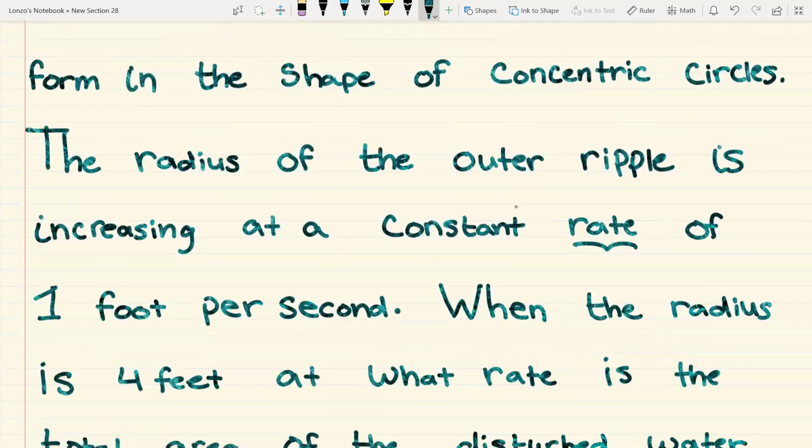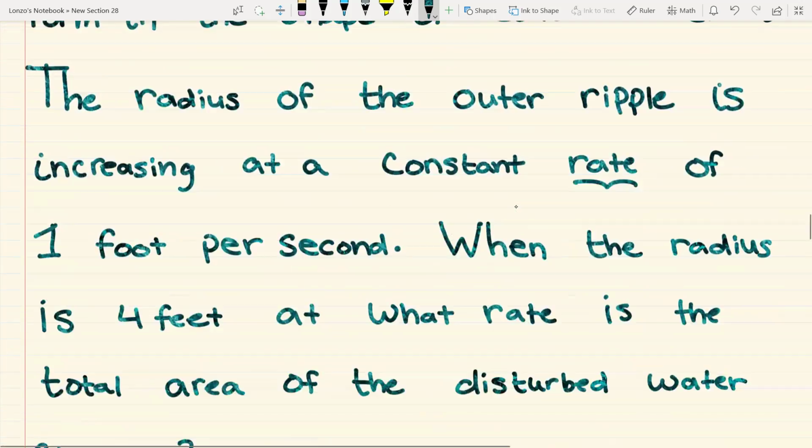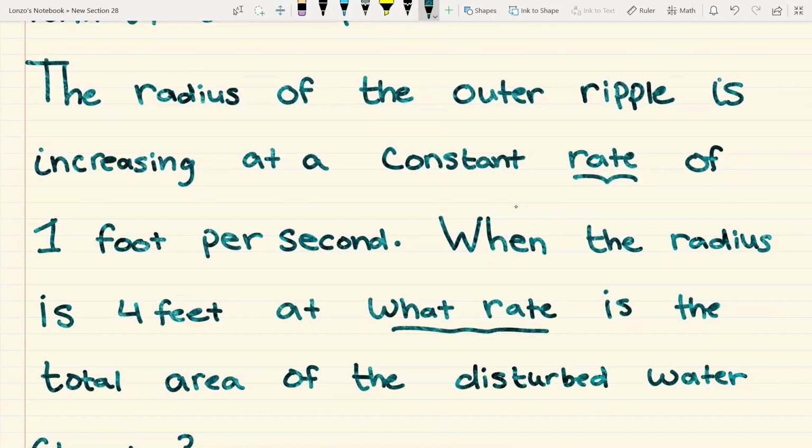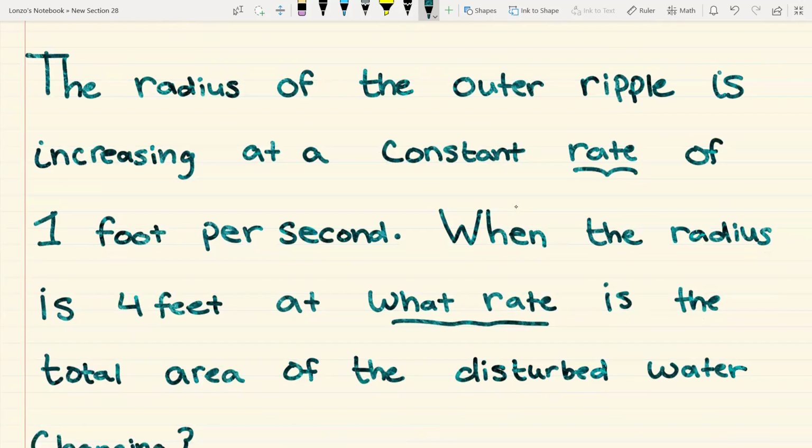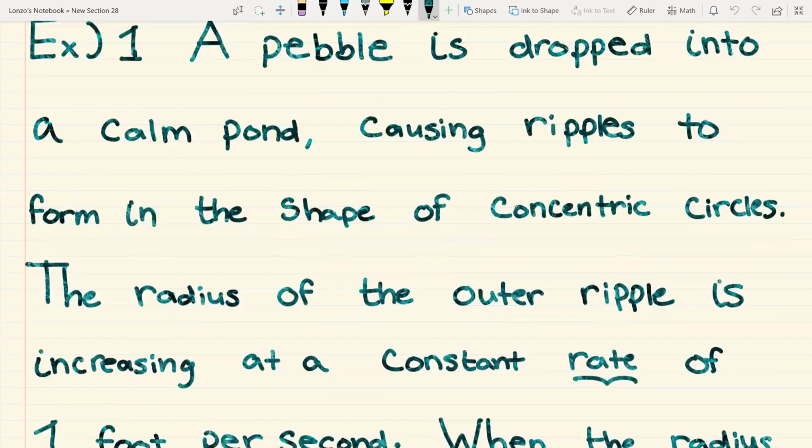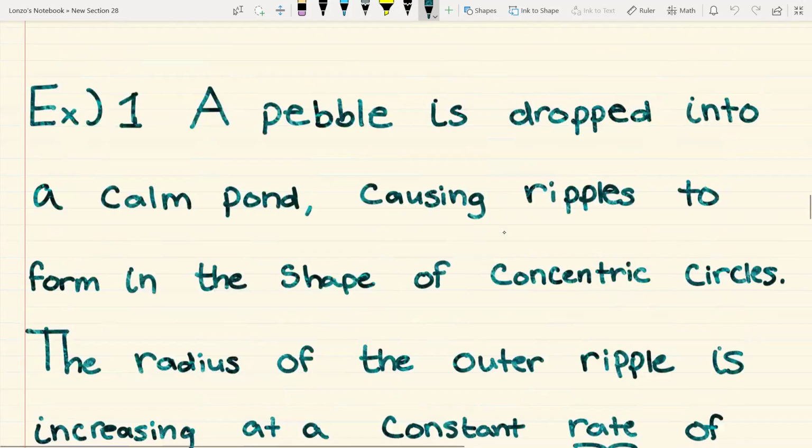When the radius is 4 feet, at what rate? So what rate is a speed? Is the total area of the disturbed water changing? Okay, so if you have to read this problem one more time, that's fine. I'm going to read the problem one more time.